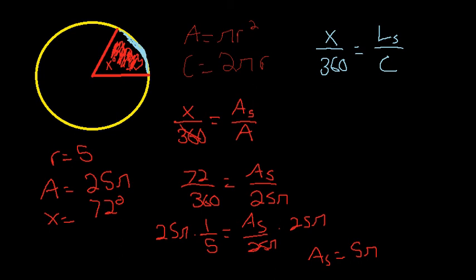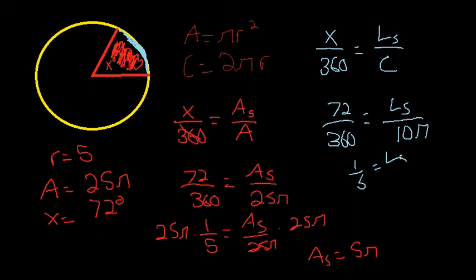So again, I'm going to use the same numbers. So x is 72 over 360 is equal to the length of my shaded region over my circumference. Well, since my radius is 5, my circumference is 10 pi. This over here becomes 1/5. Multiply both sides by 10 pi, and we get 2 pi. The length of our shaded region is 2 pi.